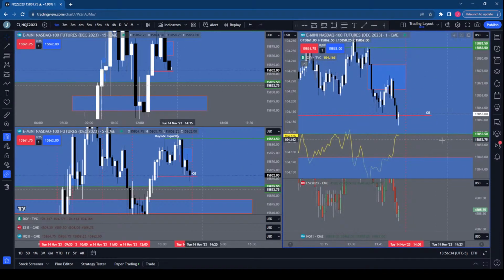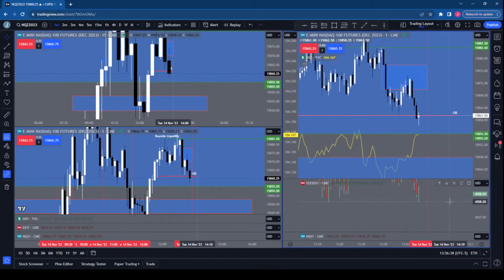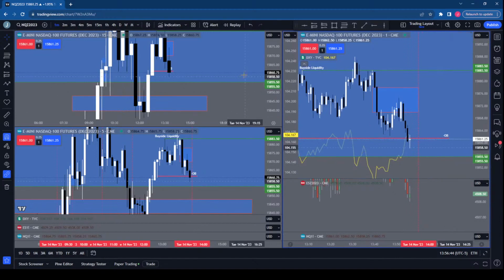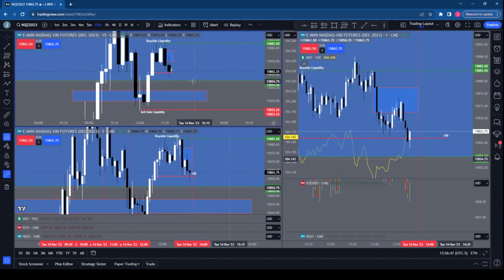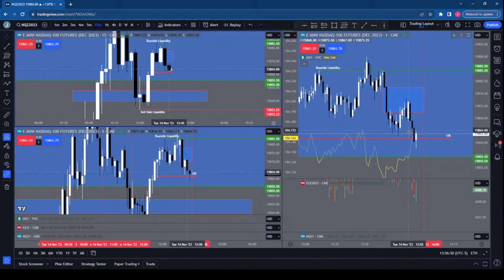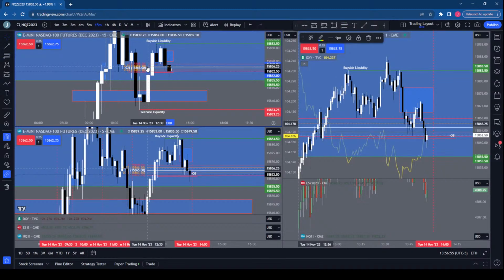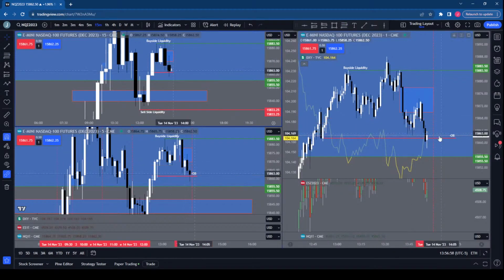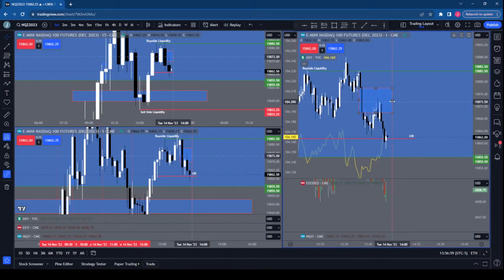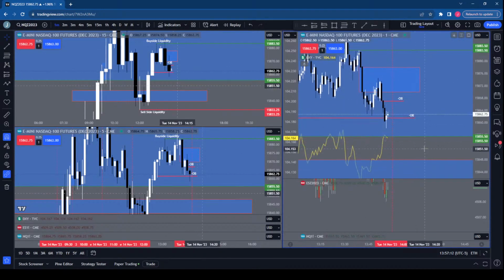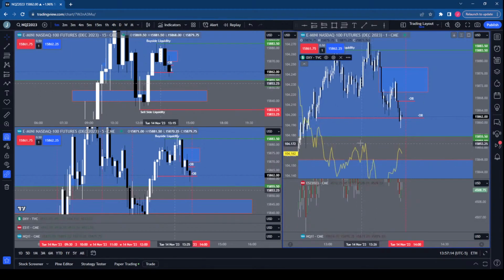Let's see. ES made these equal lows. I'm still okay with that. I am liking downside. Let's see. I want to see the dollar continue to take this high.